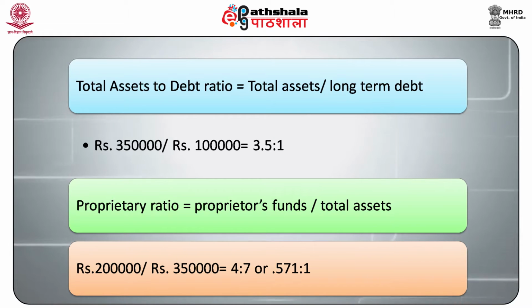The solution for this is total assets to debt ratio is total assets divided by long term debt, which is rupees 3 lakh 50,000 divided by rupees 1 lakh, which is 3.5 is to 1. The proprietary ratio is given by proprietor's fund divided by total assets, which is rupees 2 lakh divided by rupees 3 lakh 50,000, which is 4 is to 7 or 0.571 is to 1.